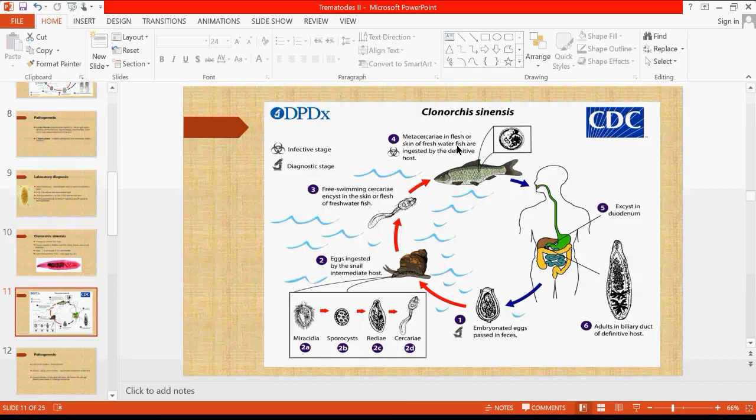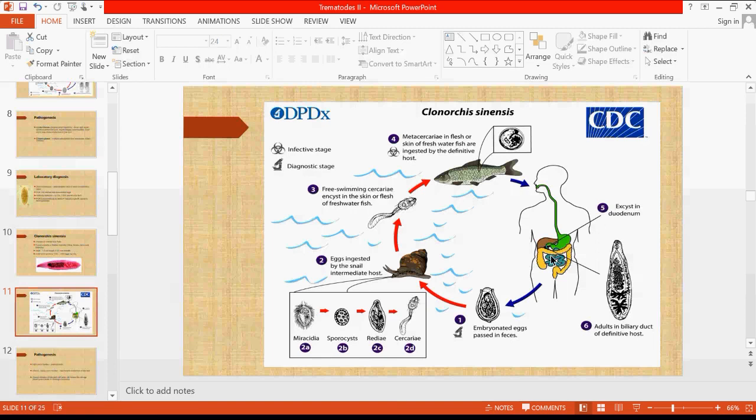The metacercaria is present in the flesh and the skin. Here they are not in an encysted form. They are directly present inside the flesh or the skin of this fish. So eating undercooked fish, or fish not properly cooked, may lead to the metacercaria reaching the duodenum. Here in the duodenum, the metacercaria will be released.